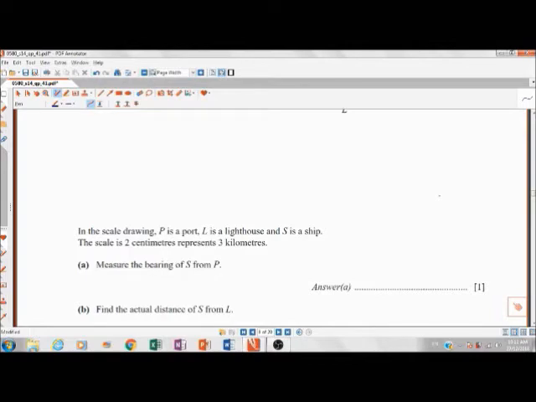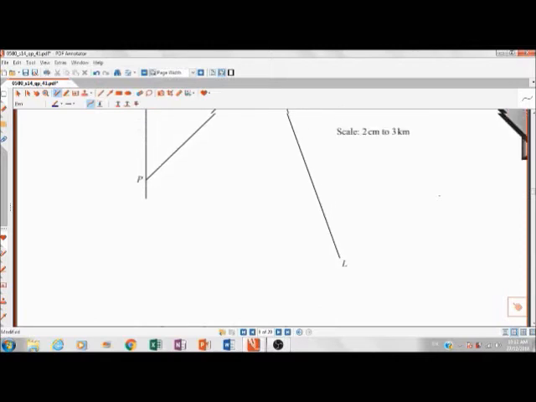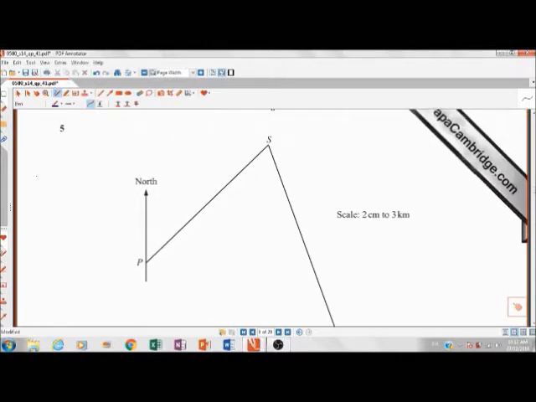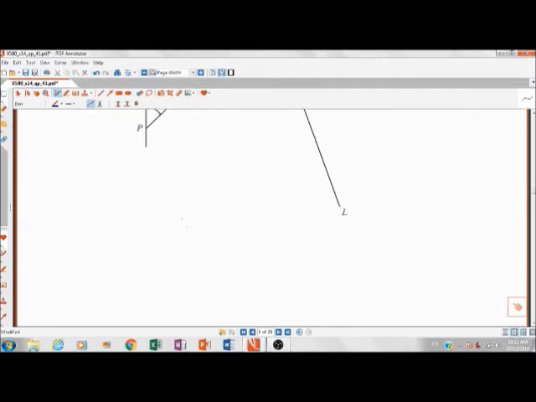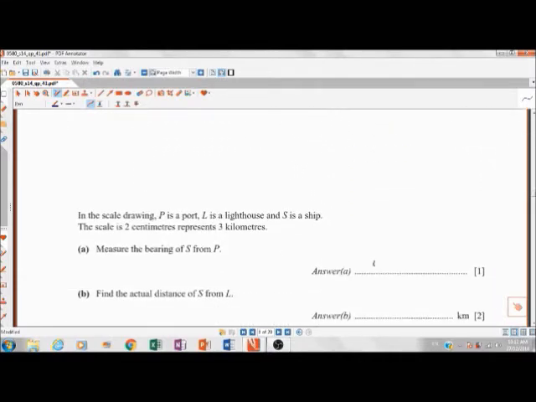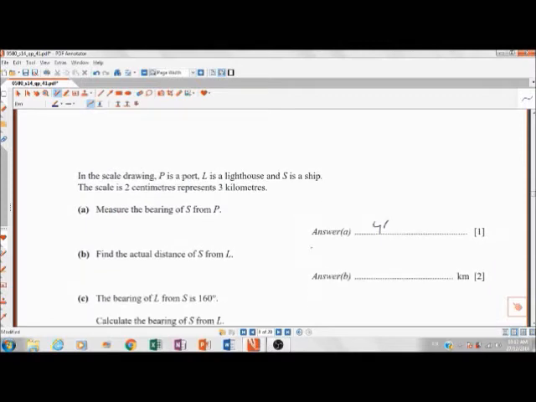P is the port, L is the lighthouse, and S is a ship. The scale is 2 centimeters to 3 kilometers. Measure the bearing of S from P. So you measure it. I'm not going to measure it. S from P, which is this bearing. Measure it using a protractor. You get around 41, something like that.